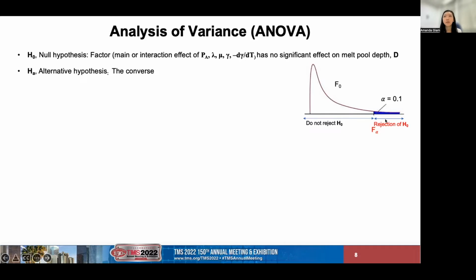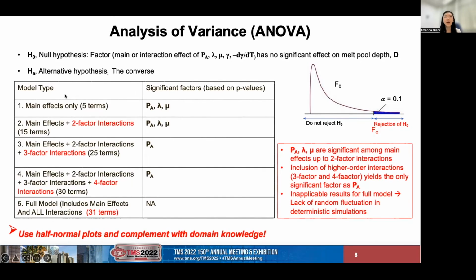So if the F statistic calculated falls within the rejection region, whereby we have used a significance level of 0.1, we would then reject the null hypothesis and conclude that the factor is significant. So we have actually considered 5 different model types, right?